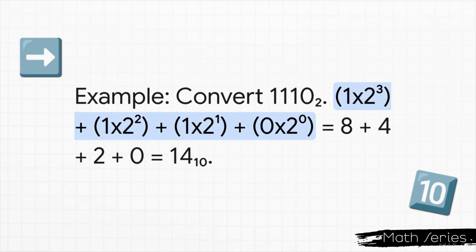Let's try it with this binary number, 1110. That little 2 at the bottom tells us it's base 2. So we just take each digit and multiply it by a power of 2, starting from the right with 2 to the power of 0. Add them all up, and you get 14. That's it. 1110 in binary is just the computer's way of saying 14.